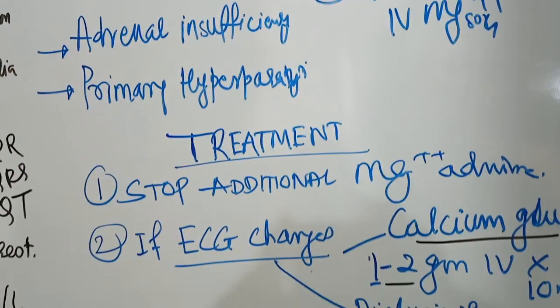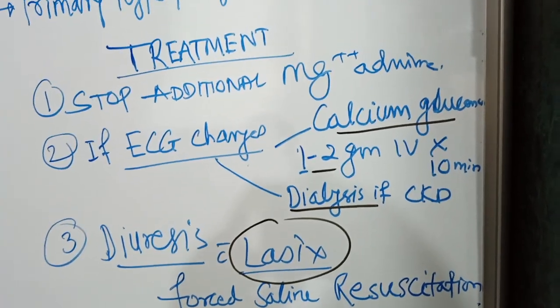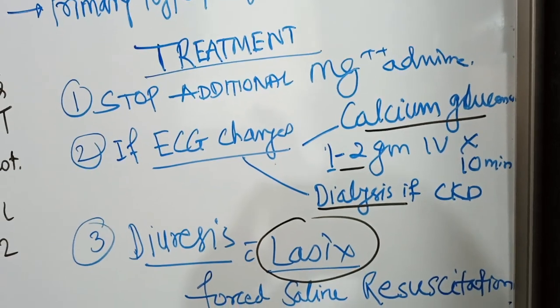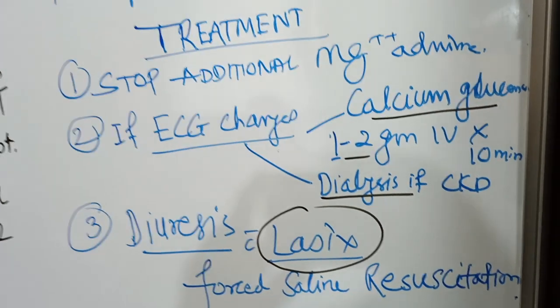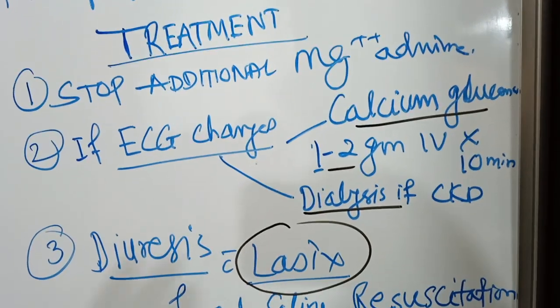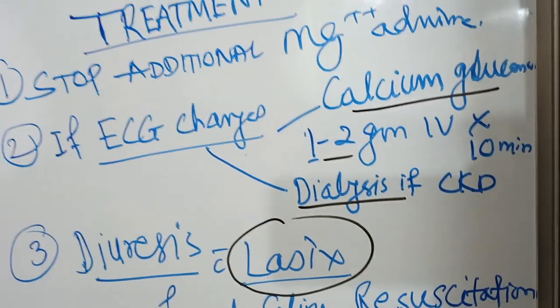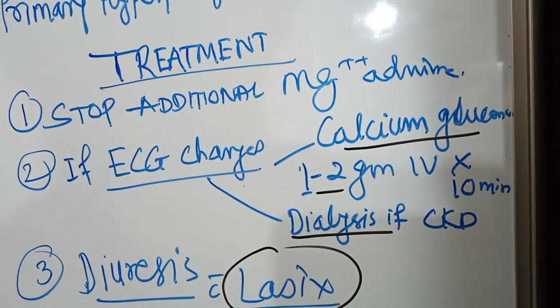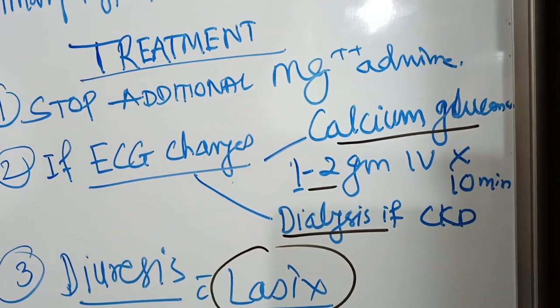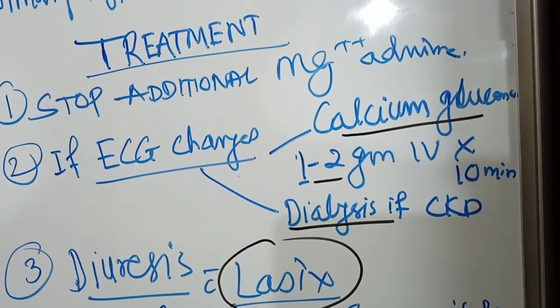So what is the treatment of magnesium toxicity? Already we have talked about the physiological antagonism of magnesium; it antagonizes the calcium effect. So first of all, we should stop any additional magnesium being given to the patient. If there are ECG changes, we must give calcium gluconate 1 to 2 gram over 10 minutes. And if the patient has CKD and the symptoms are not controlled using calcium, we must do dialysis.